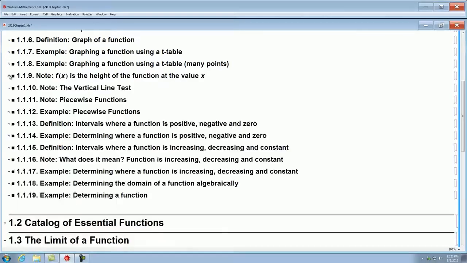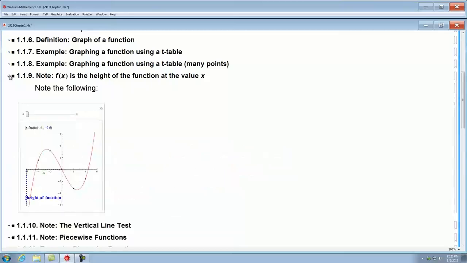All right. Now, this is one of the most important concepts we need to make sure we understand, is that f of x, that's the value of the function, is the height of the function at the value x.